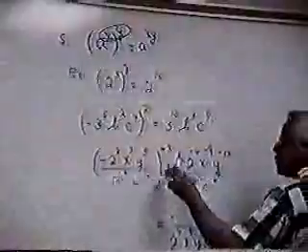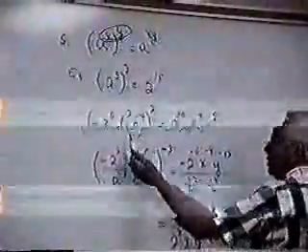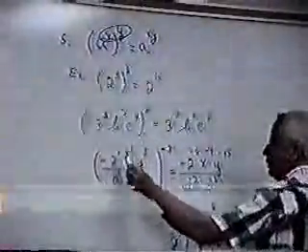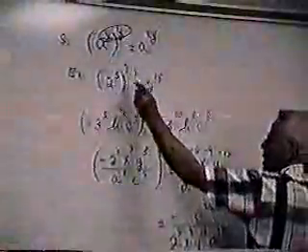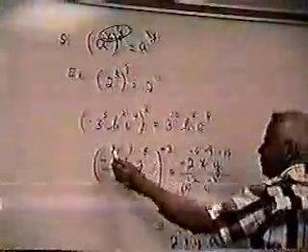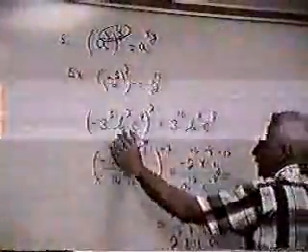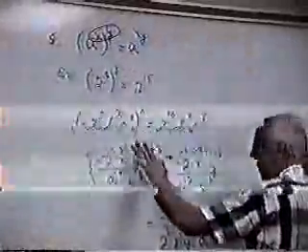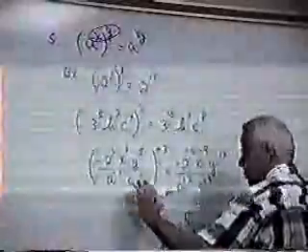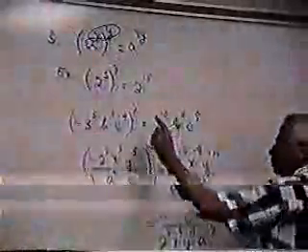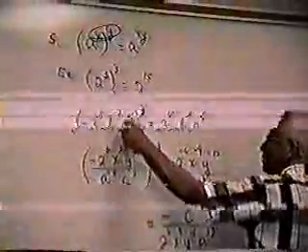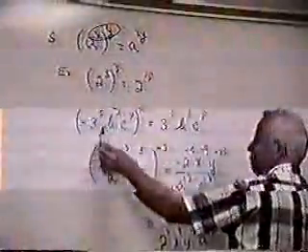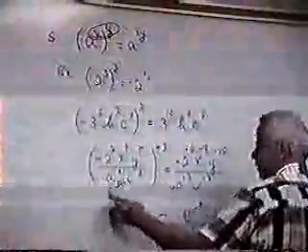Now, this rule also only works when you have all multiplication and or division. This rule does not work if you have addition or subtraction in here. If anything inside this parenthesis is added or subtracted, this rule does not work. Do not raise powers to powers unless it's all multiplication and or division.